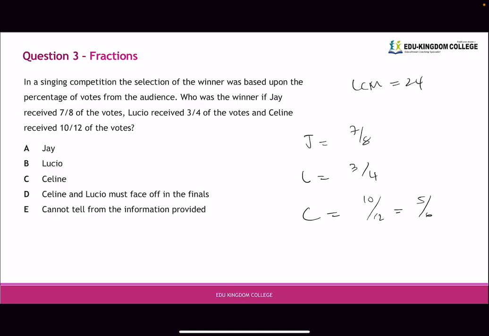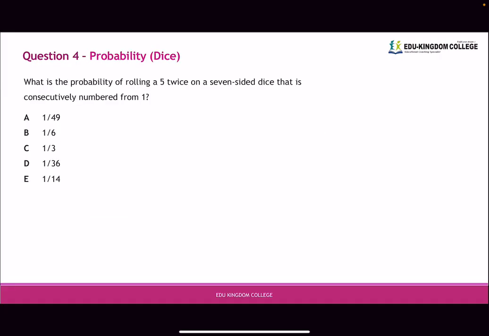So the LCM is 24, and if we want to make all the denominators 24, for Jay, just multiply top and bottom by 3, which should give you 21 over 24. For Lucio, multiply by 6, should give you 18 over 24. For Celine, multiply by 4, should give you 20 over 24. So we can see here that Jay should be our winner by just edging out Celine.